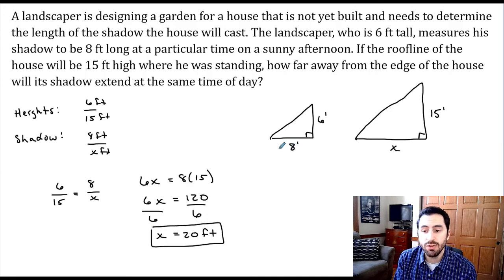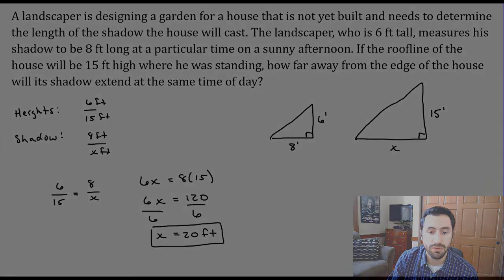So that's how we can use ratios and proportions to help us find unknown lengths. In these two examples, they're pretty specific, but this idea we can apply in many different situations.